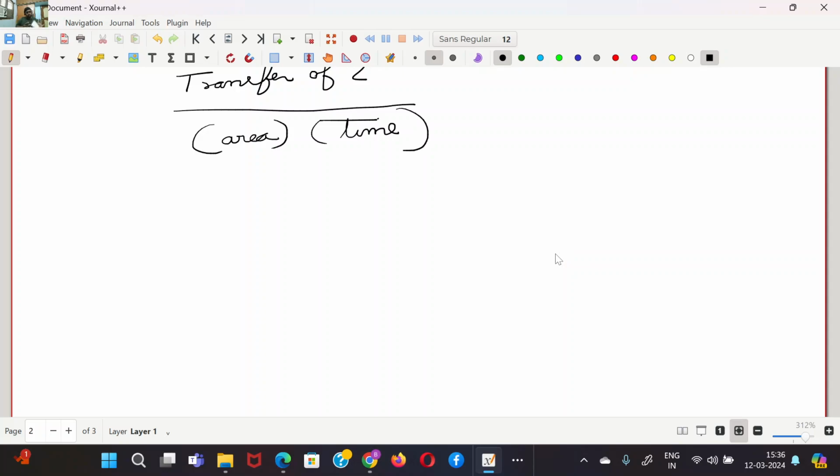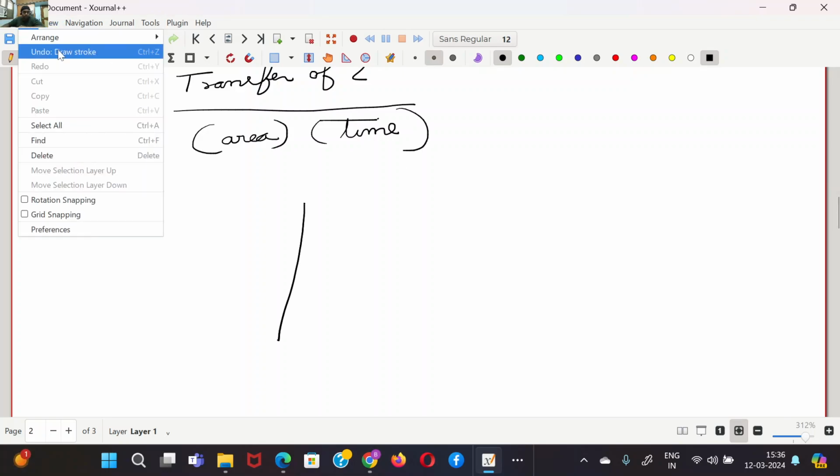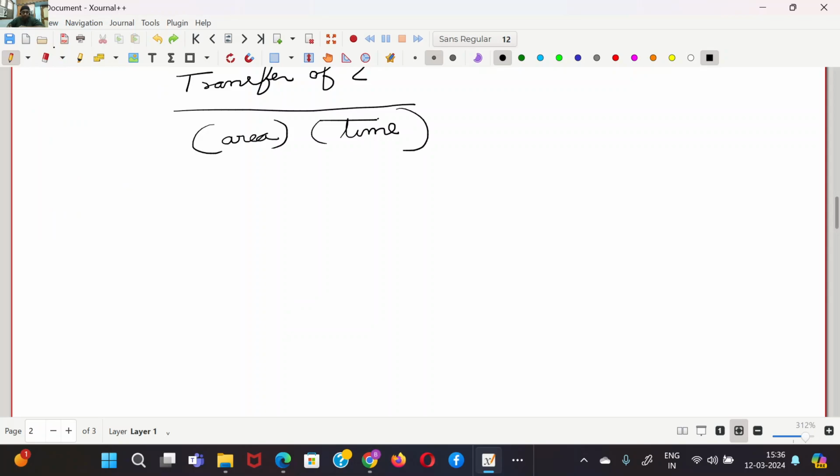Let's check. Yeah, see, this is one particular boundary. This boundary is at 300 Kelvin.